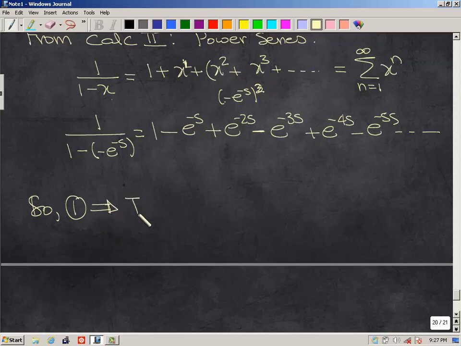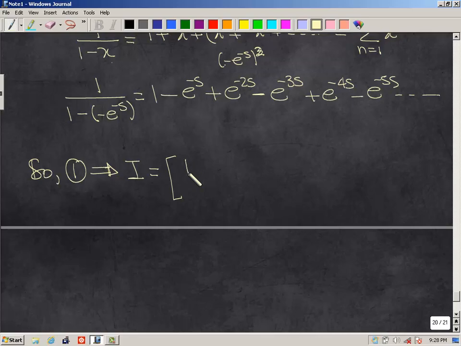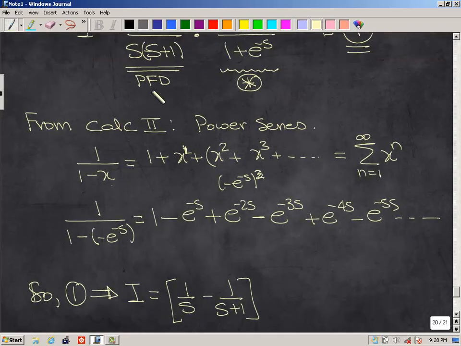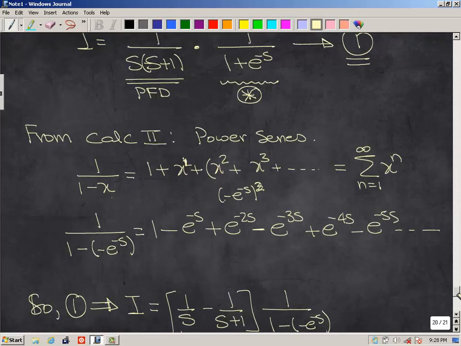Okay, I on the left is equal to... I need to do the decomposition for this, which is really trivial. It's 1 over s minus 1 over s plus 1. That's a decomposition for this guy. And then this stays the same, 1 over 1 minus e to the negative s. Actually, I'll write it this way: 1 minus e to the negative s. That'll give you a positive in the middle that we want.